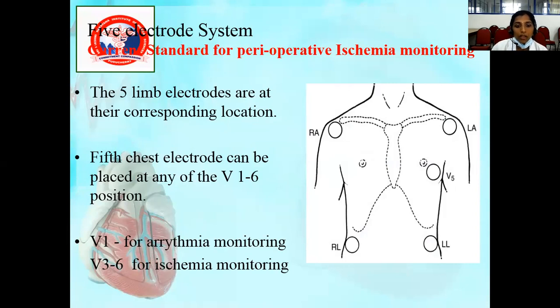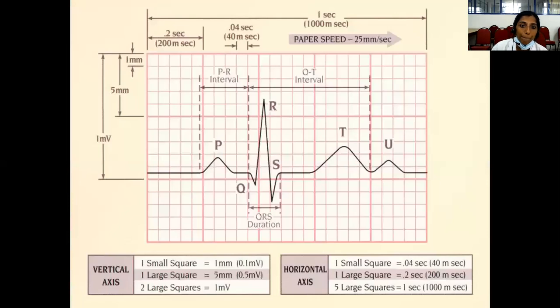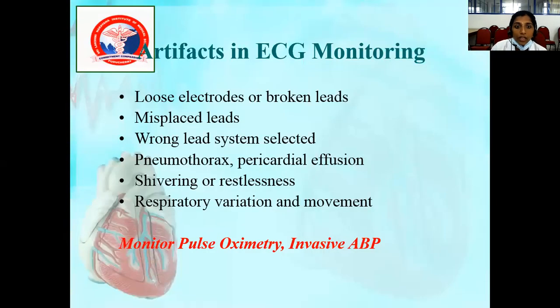V1 can be used for arrhythmia monitoring, and V3 to V6 can be used for ischemia monitoring. This is the normal tracing of the ECG. We have a P wave, which signifies atrial depolarization, followed by a QRS complex, which is for ventricular depolarization, and the ST segment and T wave, which is ventricular repolarization. Sometimes you get a U wave.